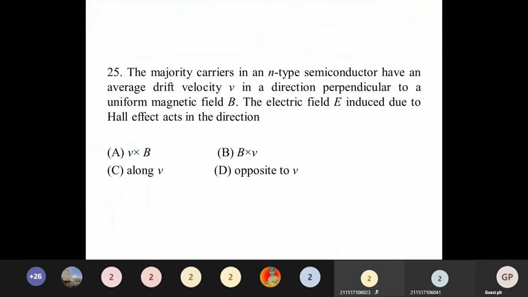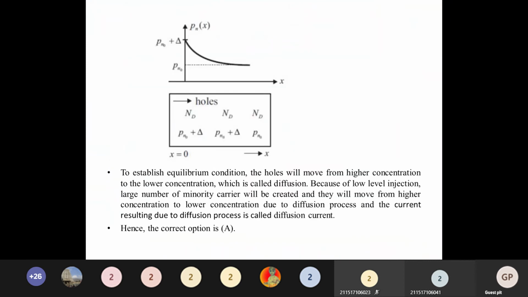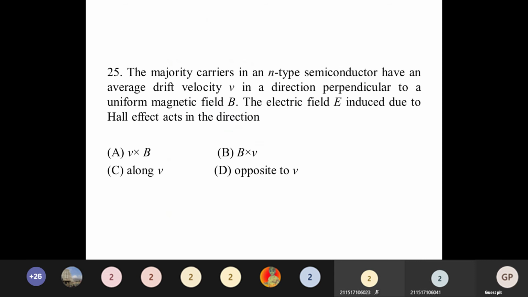In the last class, we discussed up to the diffusion current concept. And the next question is in electronic devices. The majority carriers in an N-type semiconductor have an average drift velocity v in a direction perpendicular to a uniform magnetic field B. The electric field E induced due to Hall effect acts in which direction?